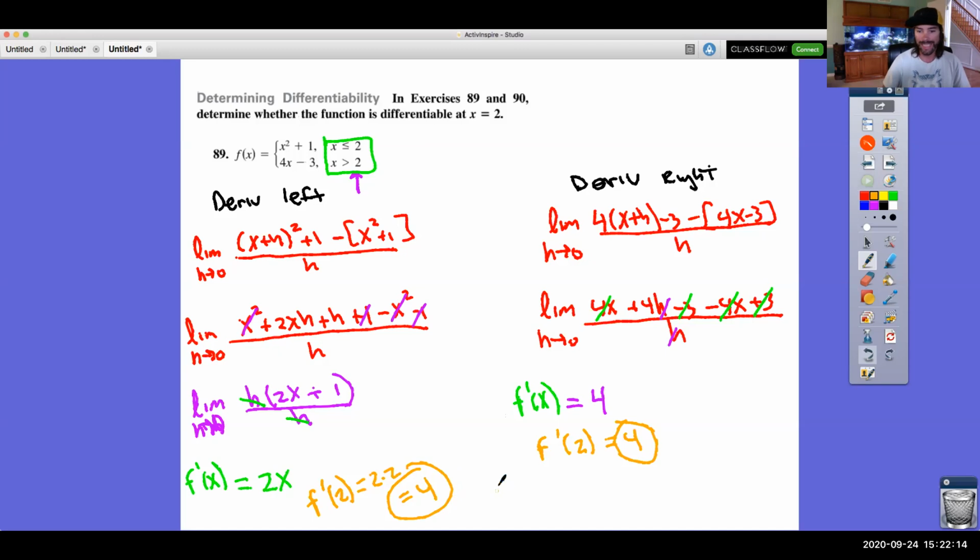All right, so this one is differentiable because the derivative from the left and the right are the same after you evaluate them. That's the key part on this problem. And if you were to graph this piecewise function, you would have a parabola transitioning to a line in a smooth transition instead of it being a cusp or a corner.